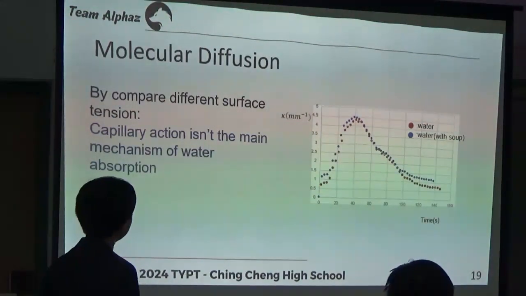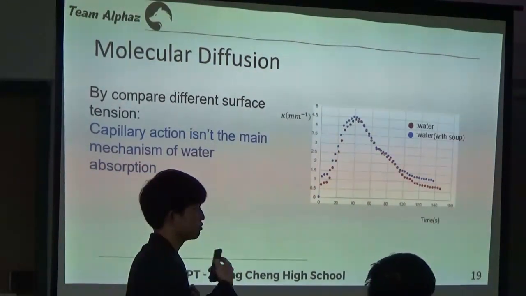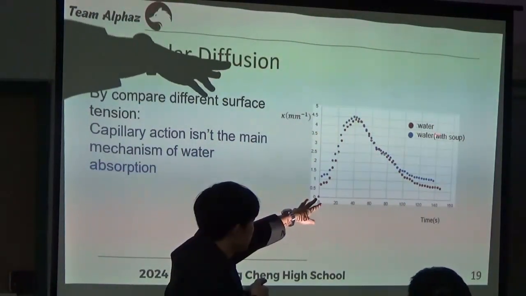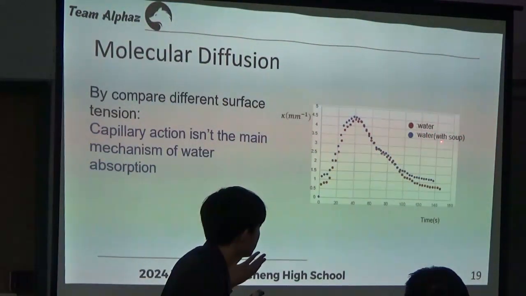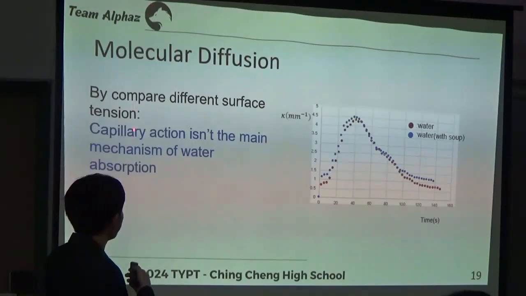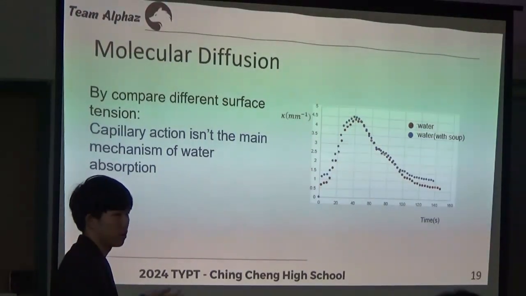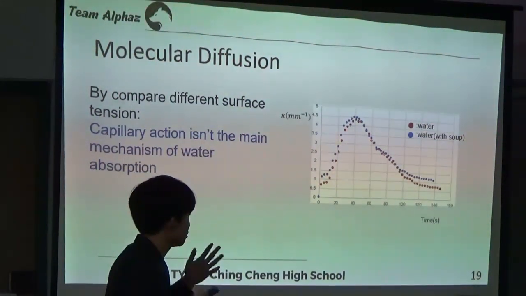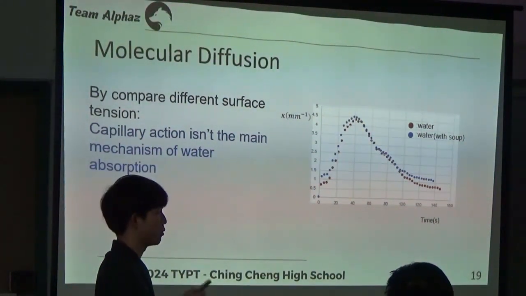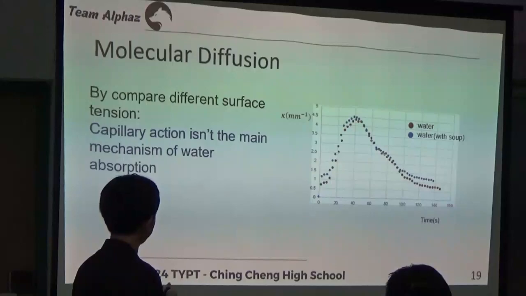And here is the molecular diffusion. Why we use the molecular diffusion is because we can look over here, at the water and the water-rich soap. The capillary action is not the main reason that causes the paper to curl, because the soap capillary is not the same as the water, but our data is very similar.